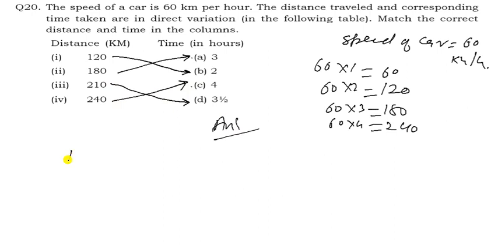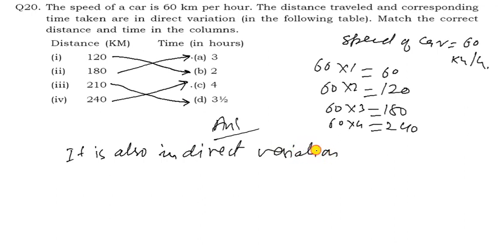So it is also in direct variation. Which one? Speed and time. That is, distance and time is always direct variation.